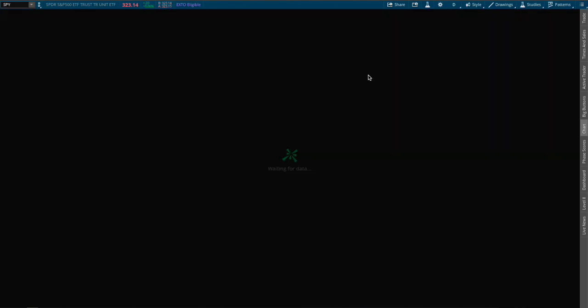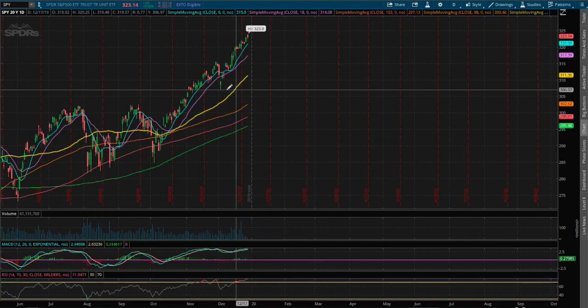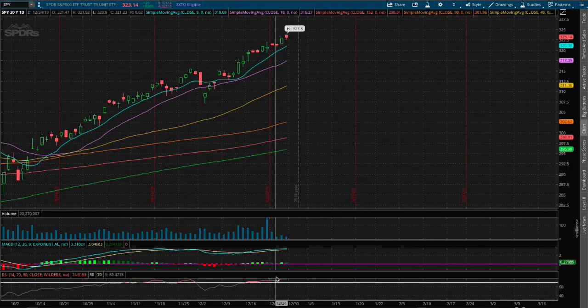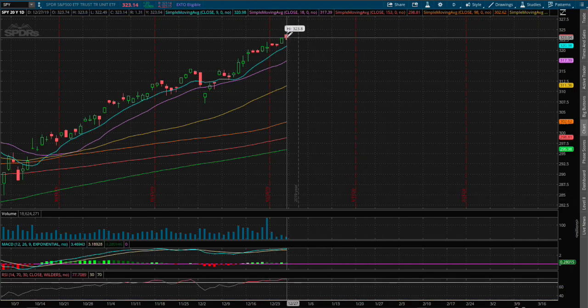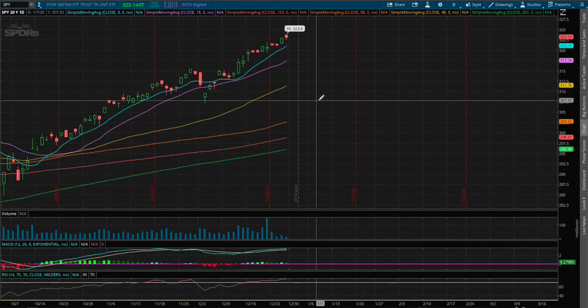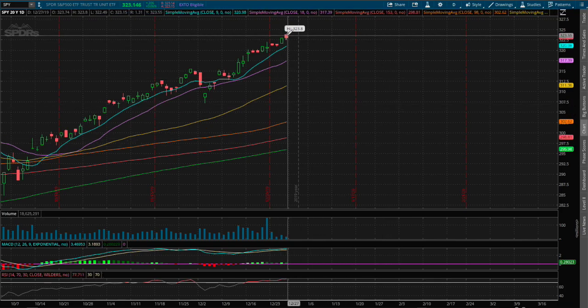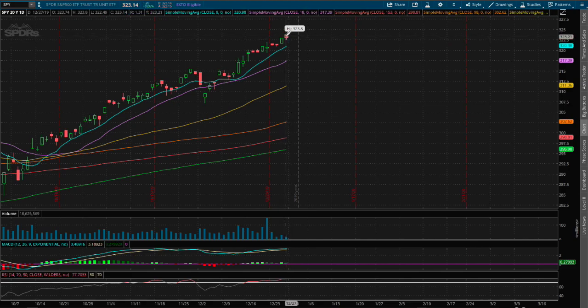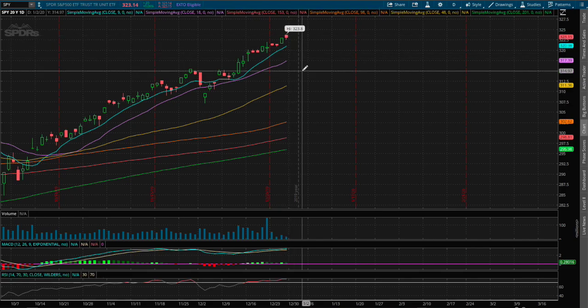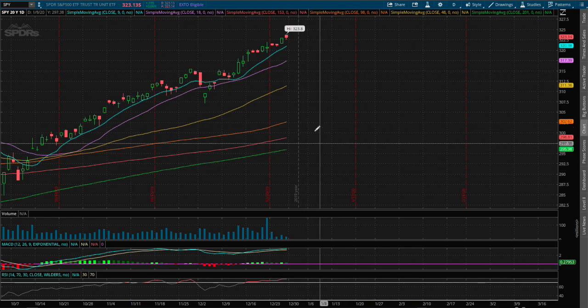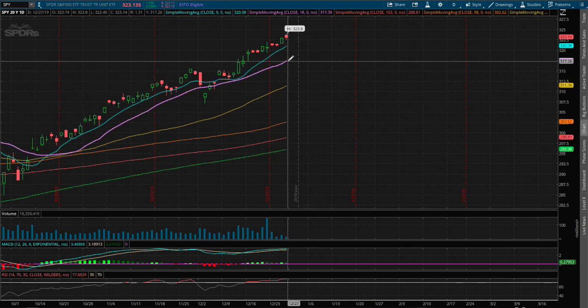If we expand out to the daily chart, we see we are currently still overbought on the daily RSI, and we made all-time highs today. So as for resistance, since we made an all-time high today, the resistance will be $323.80. And as for support, I do see possible support being the 18-day moving average.